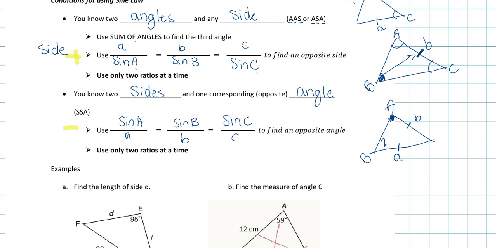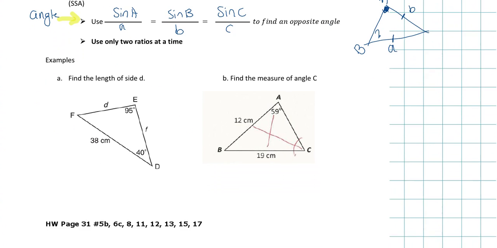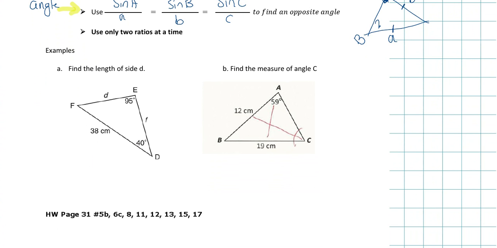Okay? So, I'm looking for this side. I know angle E and side E, and I know angle D. Can you give me the formula that you're going to use? A over sine A. Now, I don't have A's and B's here. Can I change my formula a little bit?